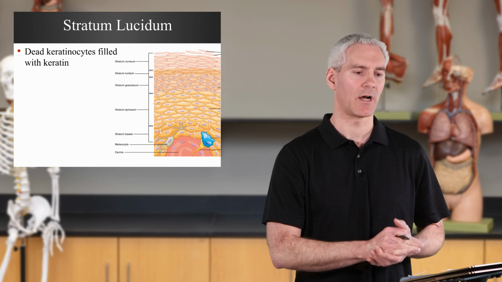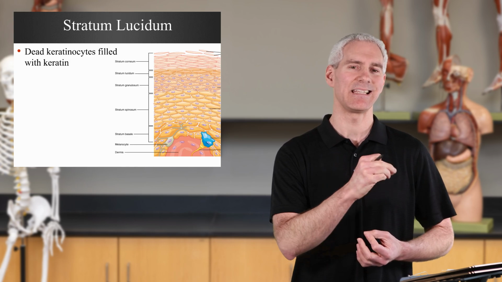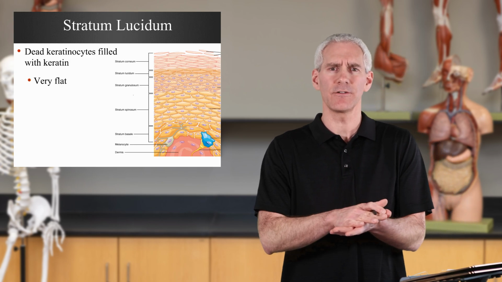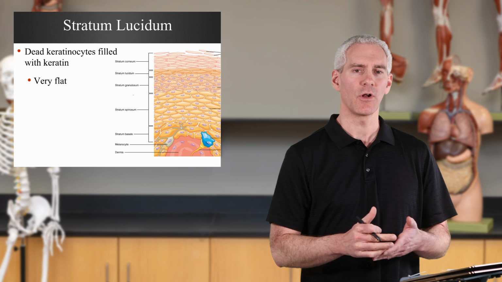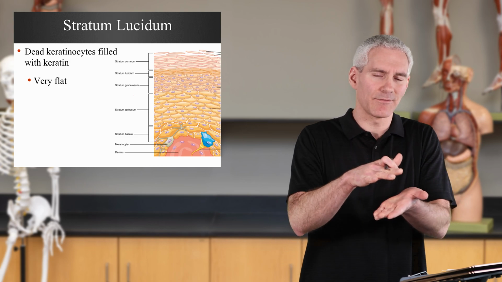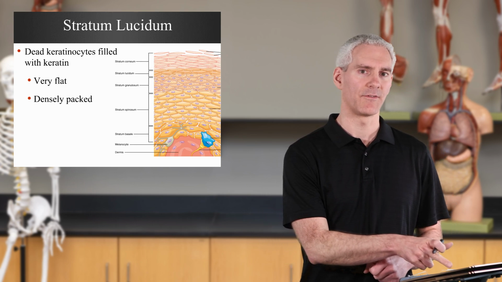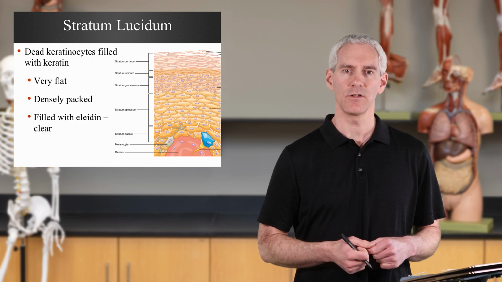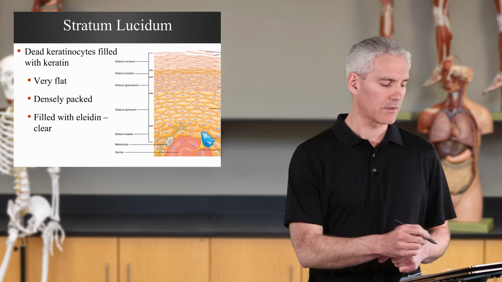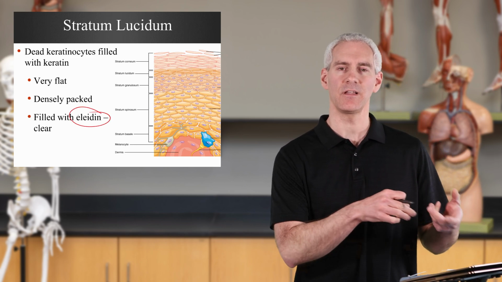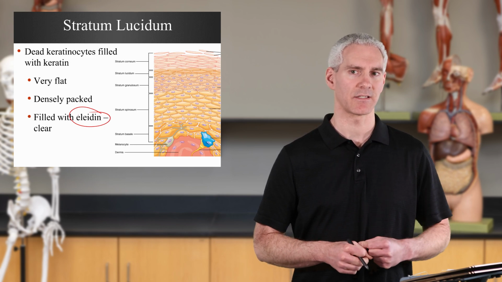So this one right now we're talking about, the stratum lucidum, is the extra layer. And it's filled with dead cells. It's very flat, very thin. You don't have a lot of thickness here because the cells have really gotten compressed down. All the cells are very densely packed and they're filled with eleidin. Eleidin is going to be a clear substance that is helping to fill into the extra cells in this layer.